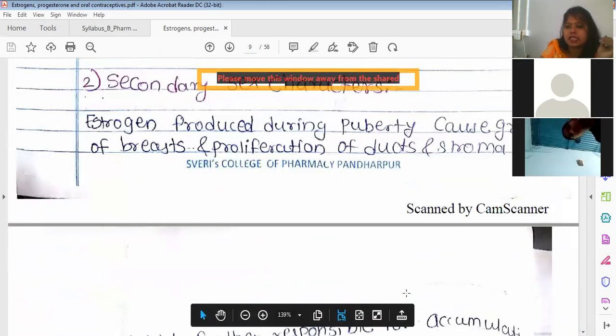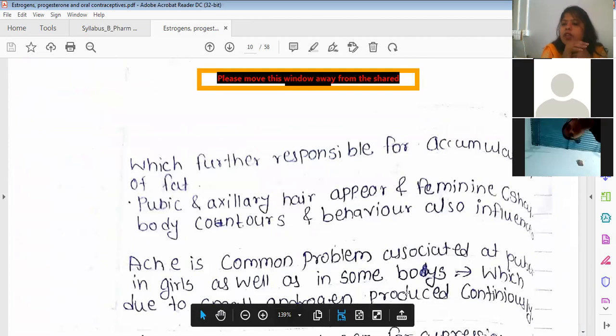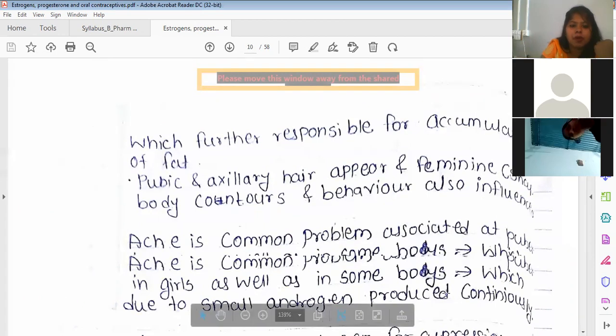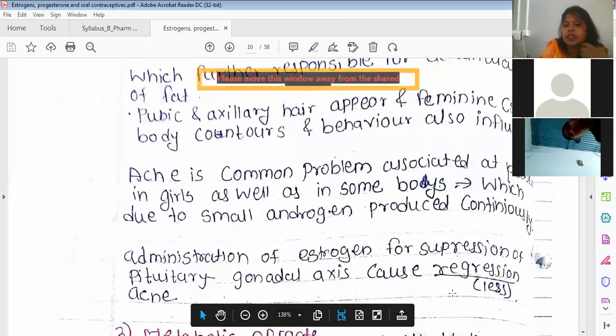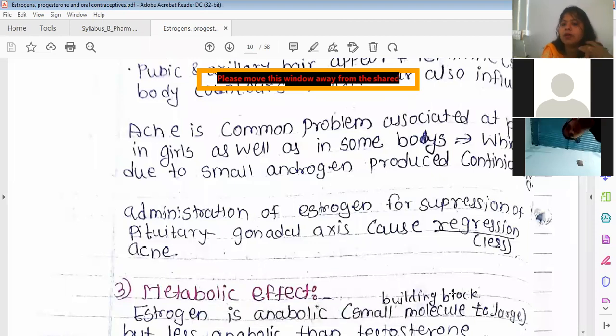Then what are the secondary sex characteristics? Estrogen produced during puberty causes growth of the breast, also growth of the fallopian tube ducts and the stroma, which is further responsible for the accumulation of fat, so that at the age of puberty the females look somewhat fatty, because the accumulation of fat is caused by estrogen. The pubic and axillary hair occurs, and the feminine body shape is developed due to estrogen. Okay.